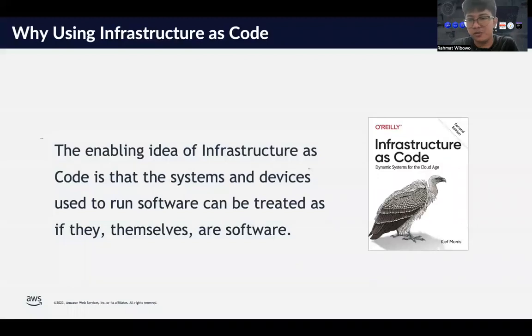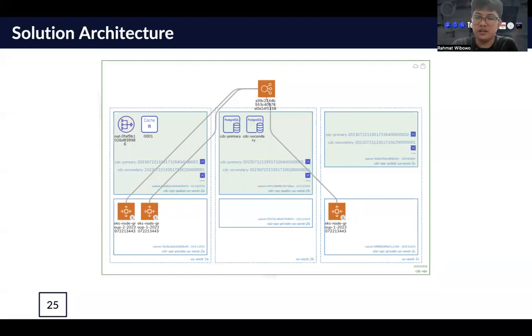So why use infrastructure as code? Actually, there's a good book to read by Kief Morris, titled Infrastructure as Code: Dynamic Systems for the Cloud Age. One of the quotes is, the enabling idea of infrastructure as code is that systems and devices used to run software can be treated as if they themselves are software. So it's good to read. If you have time and you are curious about platform engineering, just read that book by Kief Morris.